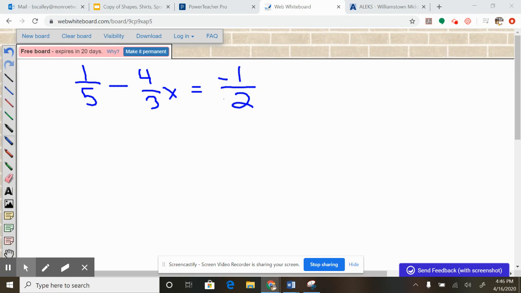Step one, it's still the same. I still want x by itself. So what you might want to do here is subtract 1/5 on each side. Now 1/5 minus 1/5 is just going to cancel. Now negative a half minus a fifth, can't really do that because I don't have common denominators.